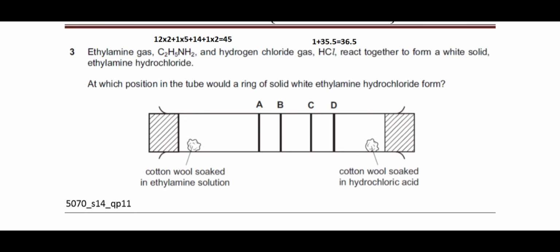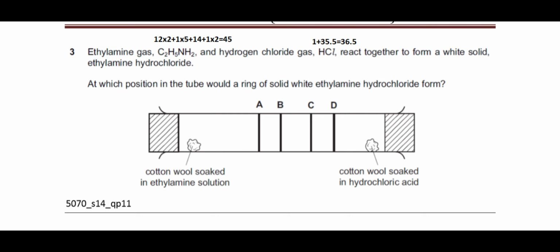And the next question is again from the topic diffusion, where you see that we have ethylamine, which has a formula given, and hydrogen chloride with the given formula react together to form a white solid. And the white solid is ethylamine hydrogen chloride. You don't need to bother about this name, because most of the time in the question paper they are going to give very difficult situations, very difficult names, very difficult formulas just to confuse the students.